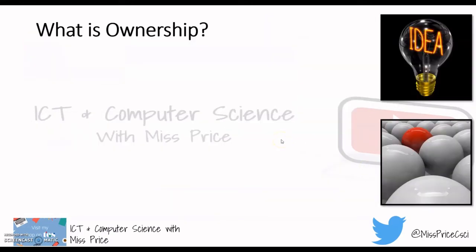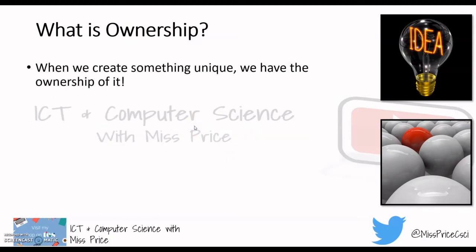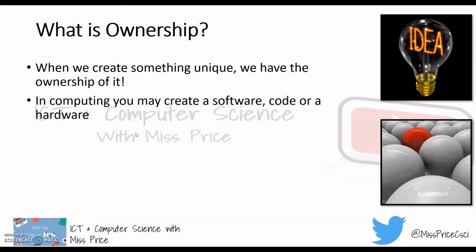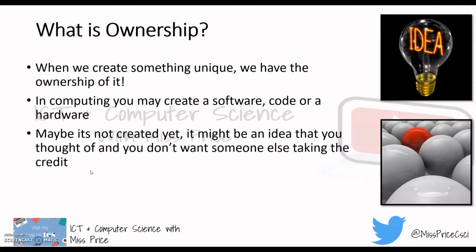So firstly, we need to look into what ownership is. Now, maybe you've got an idea. Okay, so for example, we create something unique, then we should have the ownership over it. Okay, so, but how does this fit into computing? Well, in computing, you may create a piece of software that other people might use, that they will find really, really handy. So you would have written that code, or maybe you've written a piece of code that functions differently to everybody else. Or maybe you've got an idea for a piece of hardware. So these things may not have been created yet, but they may be ideas. But still, they are your ideas.